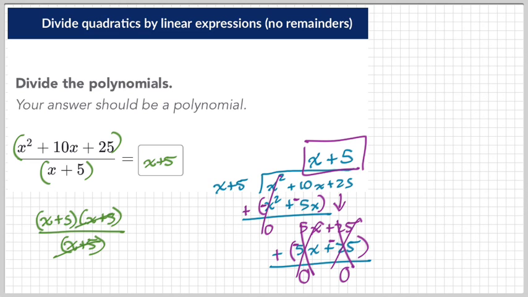Now there's also practice problems for if there were a remainder. Okay, if you had a remainder, whatever's left down here, you just go plus the remainder divided by x plus 5. And that would be your final answer.